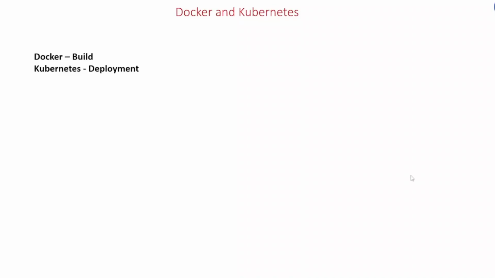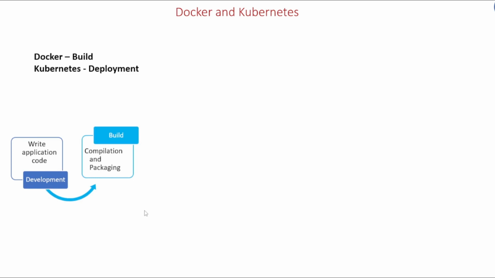Here I will be explaining how Docker and Kubernetes are used during your build and deployment process. A developer will be developing the application and storing their code in the Git repository. When the development is complete, the request will be given to the build team for compiling the code. The output of the build process will be a WAR file.